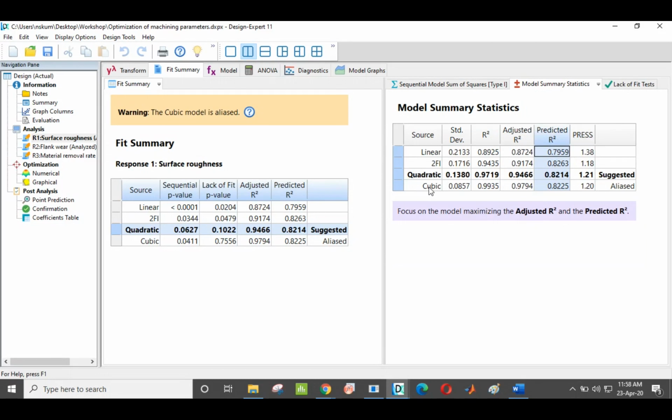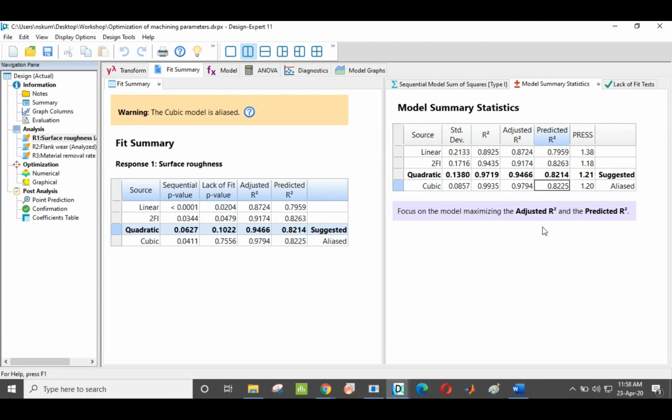But see that cubic. The cubic is higher than that of quadratic. The R square value is 0.99, which is nearer to 1, and the predicted R square is also 82.25%. But why is it not selected? Because there is some instability.